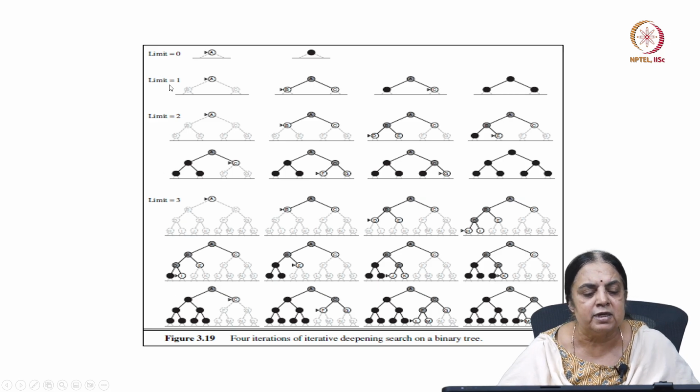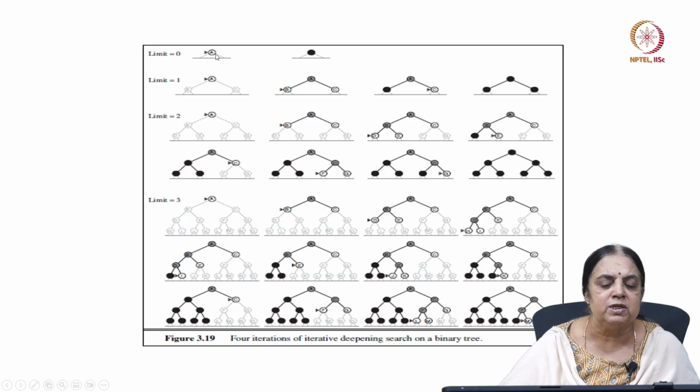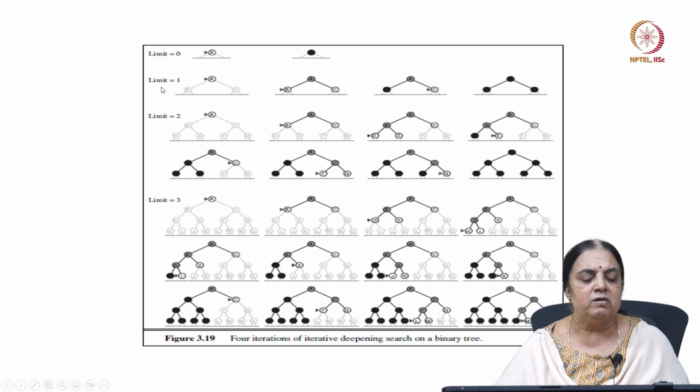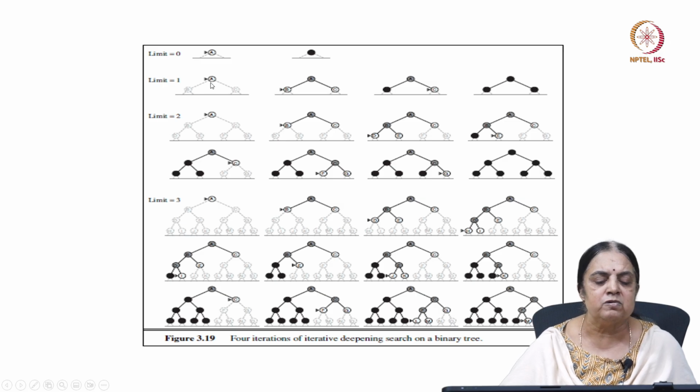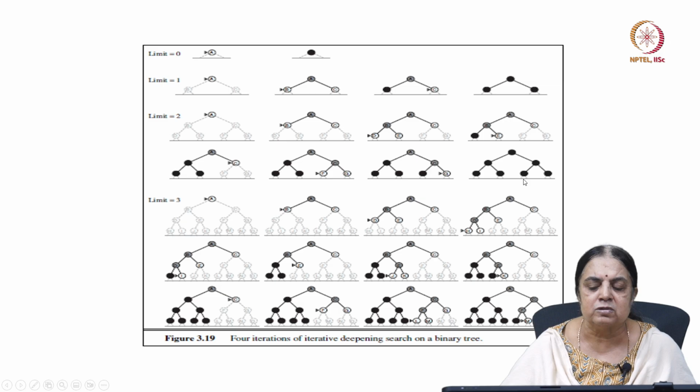Here it's taking the limit as 0, which means only the first node, that is the start node, is there. Then when it takes limit as 1, it checks this node and this node, and when it doesn't get a solution, it changes the limit to 2. When you change the limit to 2, it expands this, then comes and expands this, and checks all these nodes. All of these are the nodes which are searched. Then it takes depth limit as 3. Similarly, you can continue with depth limit as 4, etc.